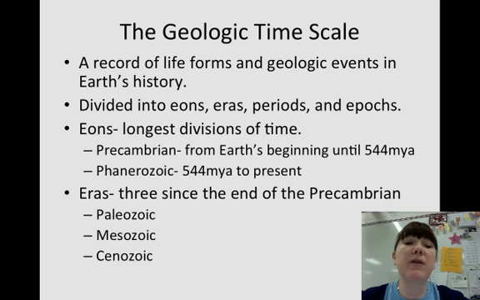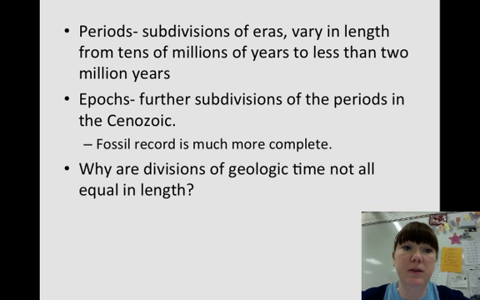We have the Precambrian and the Phanerozoic are our two eons. The three eras are the Paleozoic, the Mesozoic, and the Cenozoic. These are divided into periods, which are subdivisions varying in length from tens of millions of years to less than 2 million years. And then epochs are further subdivisions that we see just in the Cenozoic, the most recent era, and this is because the fossil record is much more complete for this most recent time.